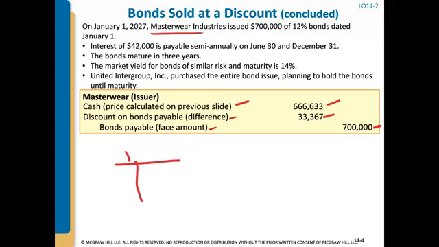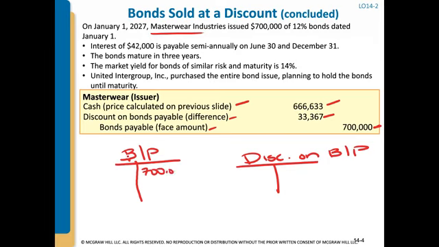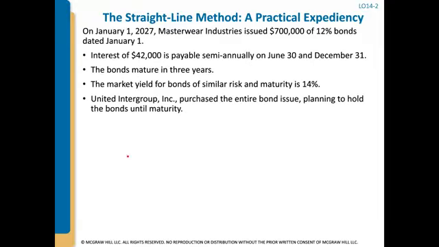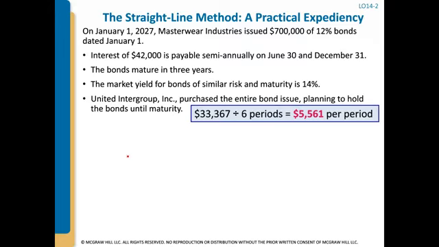So if I go to my T accounts, if I put the bonds payable and the discount on the bonds payable on the T account, based on this entry, my bonds payable has a $700,000 credit, and my discount has a $33,367 debit when we initially record this bond. The discount for $33,000 is amortized over the life of the bond.